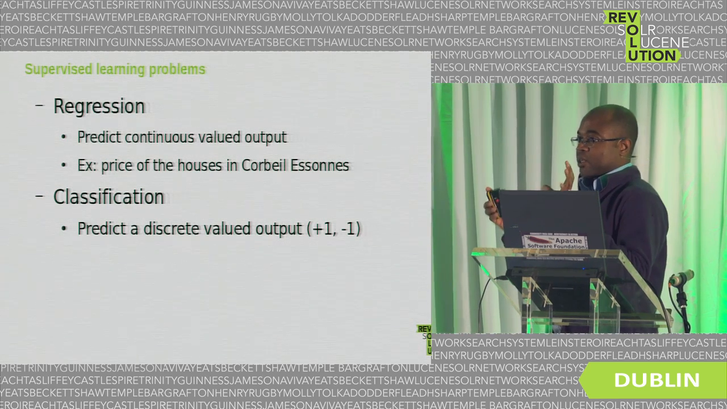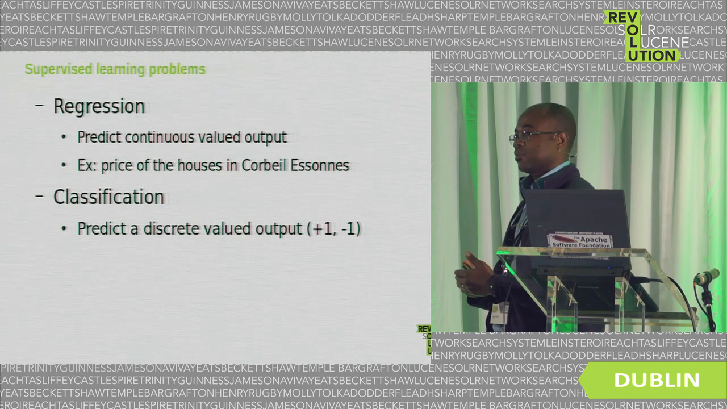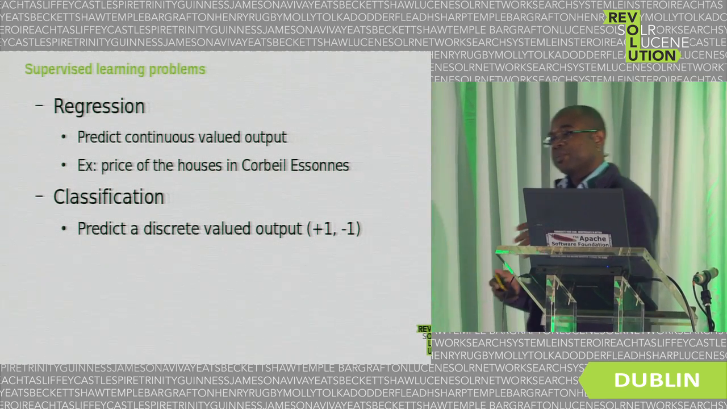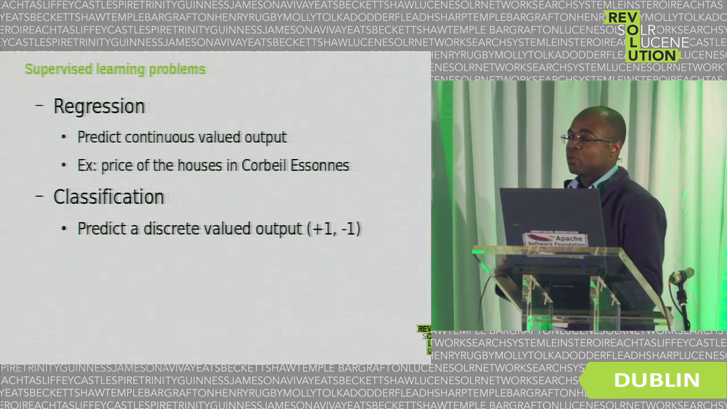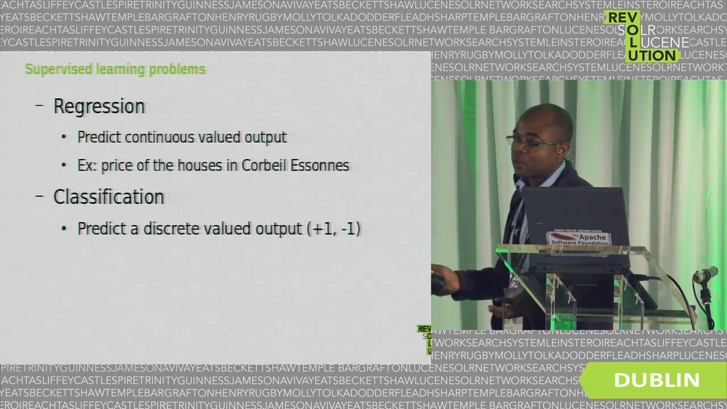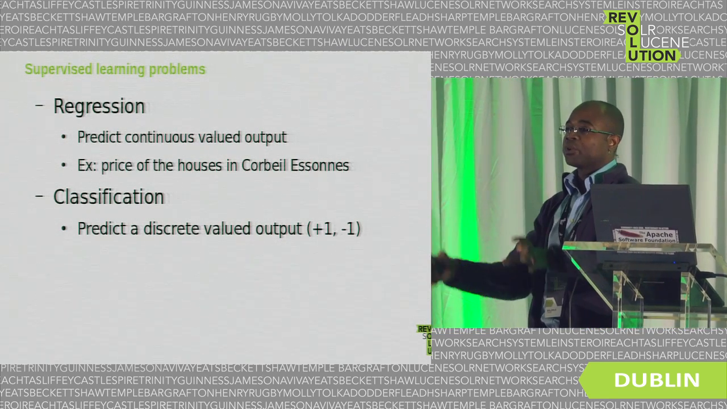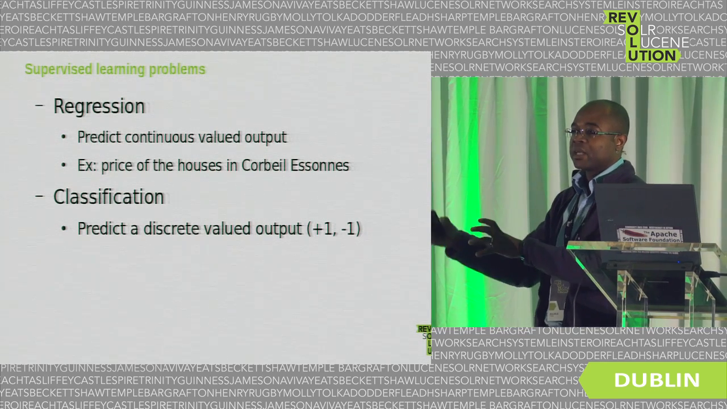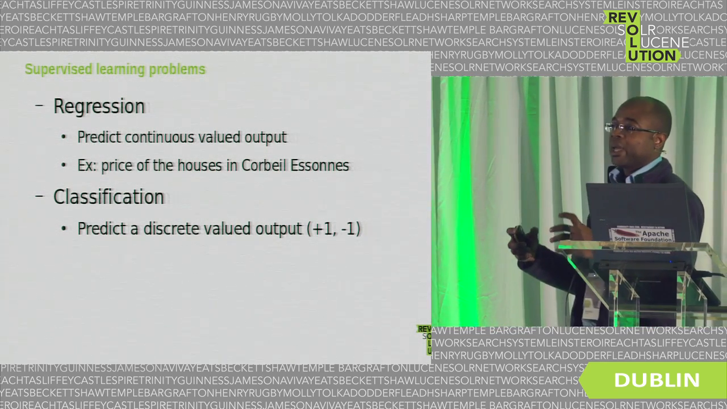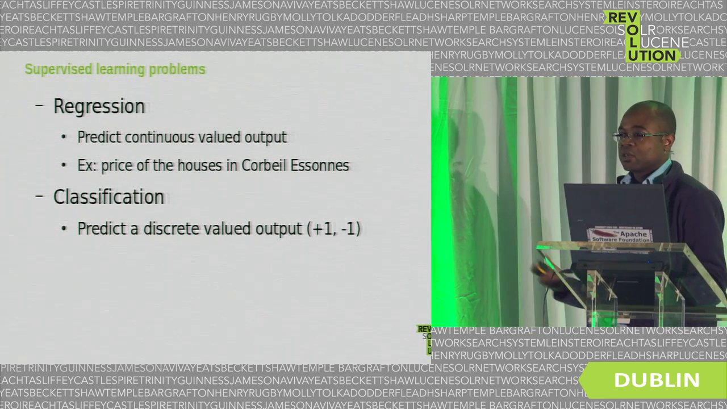So in the supervised learning, you have two types of problems, regressions and classification. Regression is just about predicting a continuous value output, like the price. You want to know the price of the houses in Corbeil-Essonnes in France. So maybe you just provide the algorithm with some examples of house, the characteristic, and the price. And then next you say, okay, I have a house. This is the characteristic. And then you say, okay, maybe it is 300,000 euros.